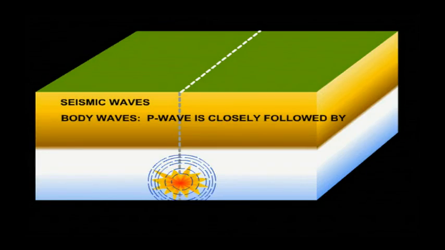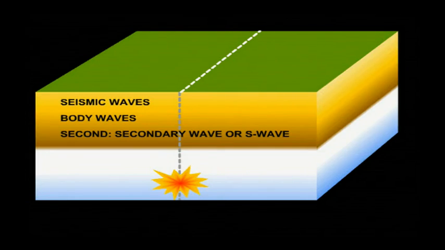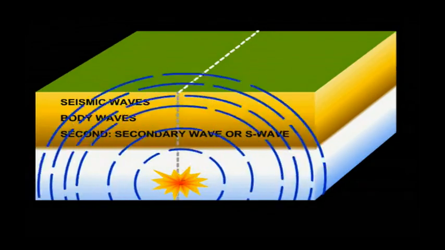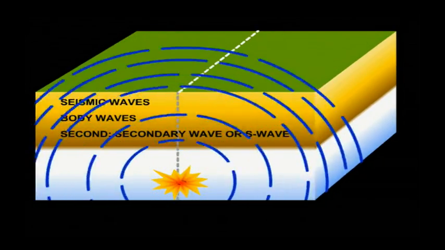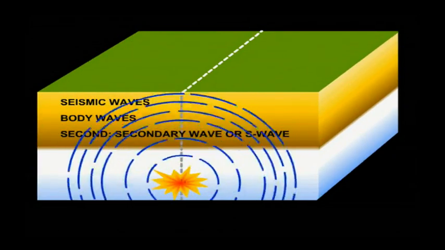P wave is closely followed by the second body wave called secondary or S wave. This wave can only pass through solid medium. It is responsible for the side-to-side shake of the earth during an earthquake.